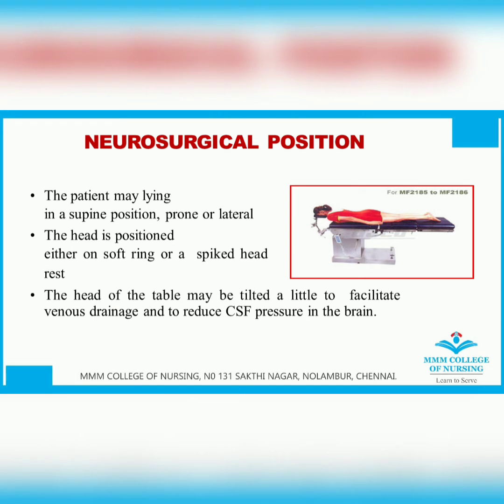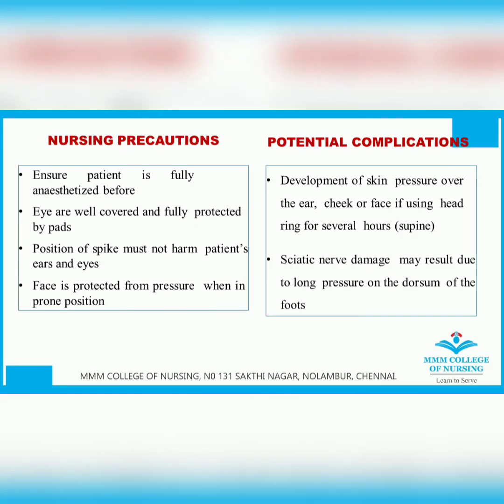Neurological position. The patient may lie in a supine, prone or lateral position. The head is positioned either on a soft ring or a spiked headrest. The head of the table may be tilted a little to facilitate venous drainage and to reduce CSF pressure in the brain. So let's see the nursing precautions.